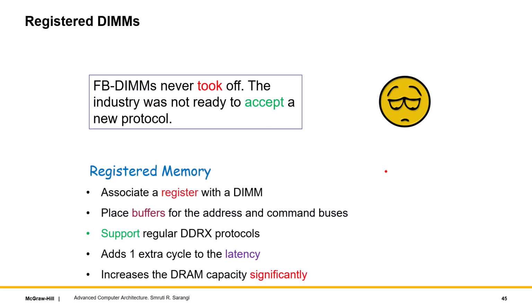So FB DIMMs, as I said, never took off because even though there was a high level of similarity that people tried to maintain, it actually turned out to be a very different protocol.